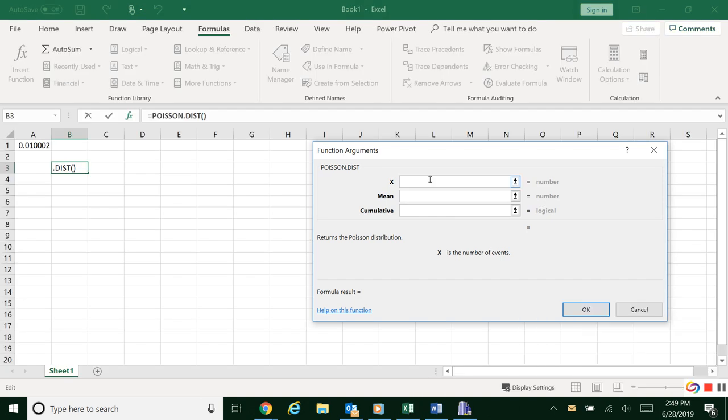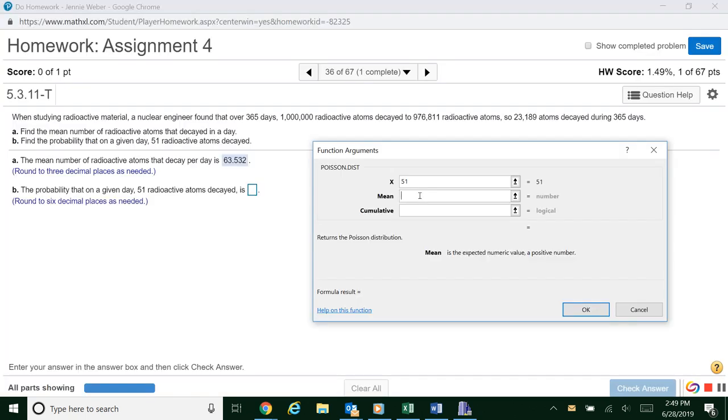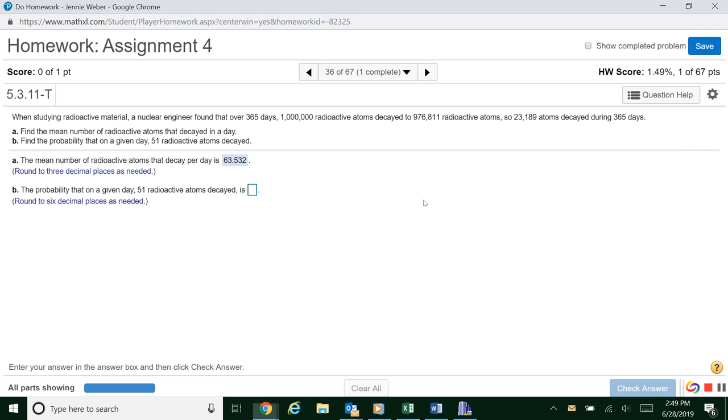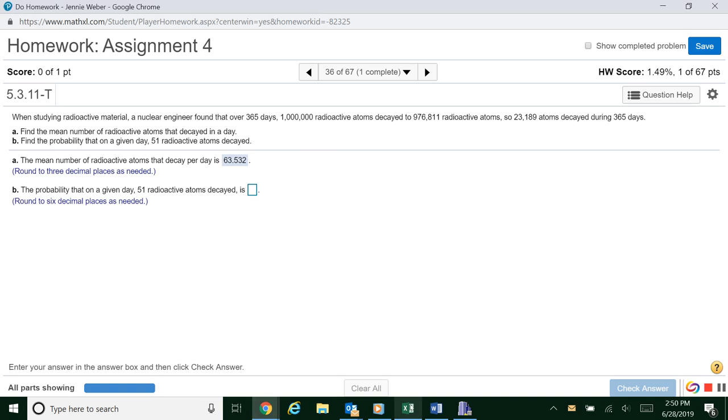So we want to know the probability that X is 51, our mean is 63.532. And since we've been given a specific number, we're going to use false. True would give us the cumulative. We want the day by day, so we want to use false.